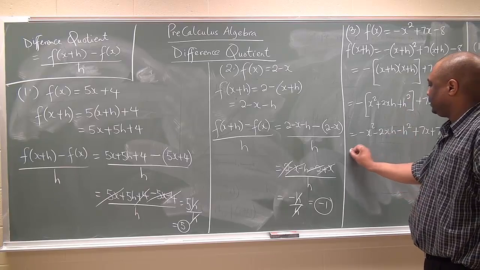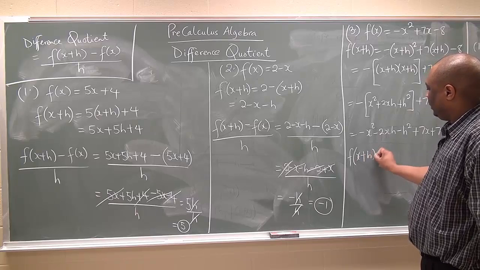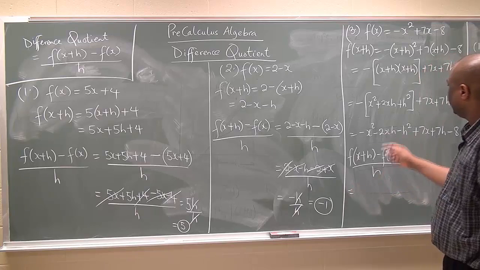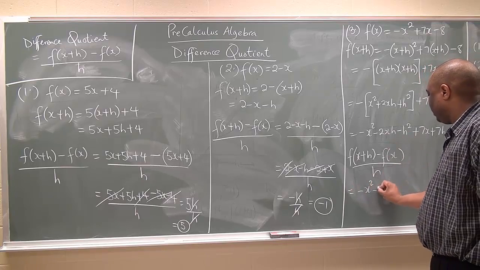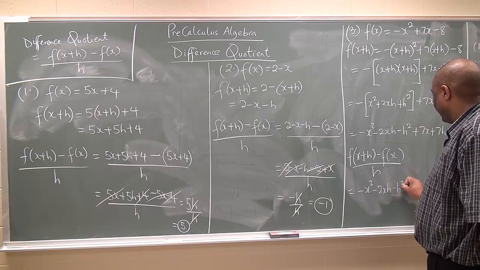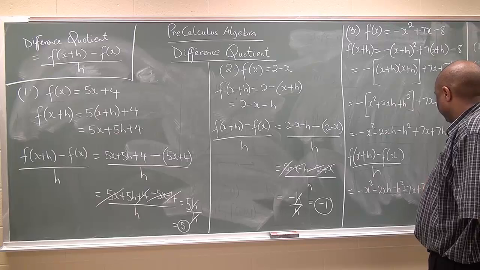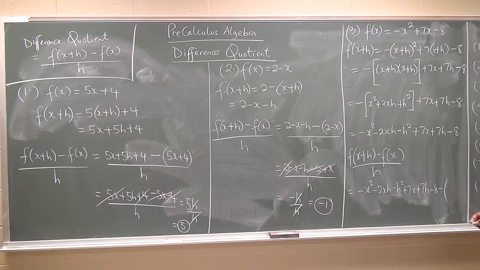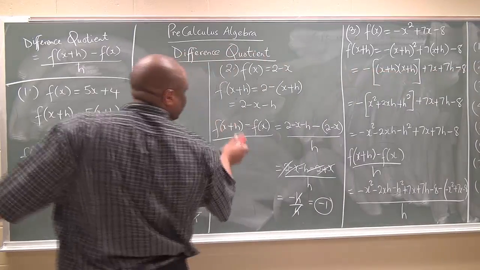So let us go ahead and find the difference quotient. This will give us what now? Minus x squared minus 2xh minus h squared plus 7x plus 7h minus 8, minus, I put my parentheses, minus x squared plus 7x minus 8, all over h. Okay. So what am I going to get now? Let me continue from here.